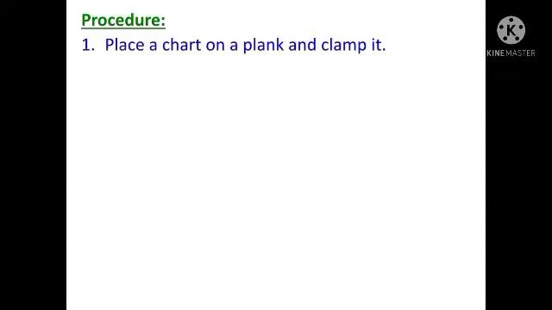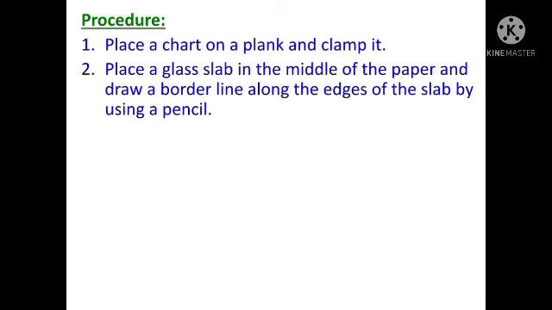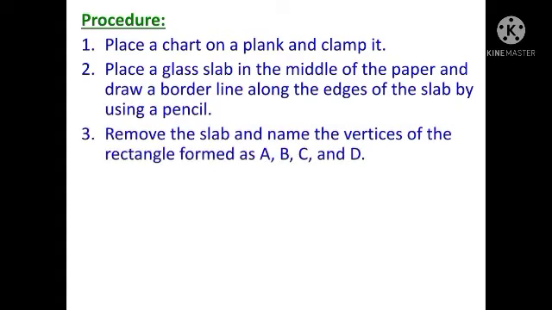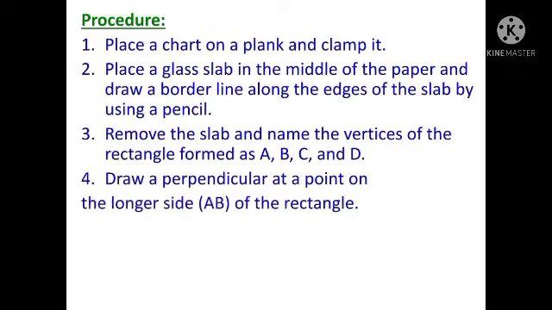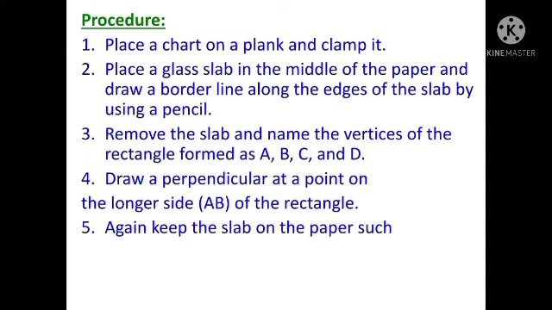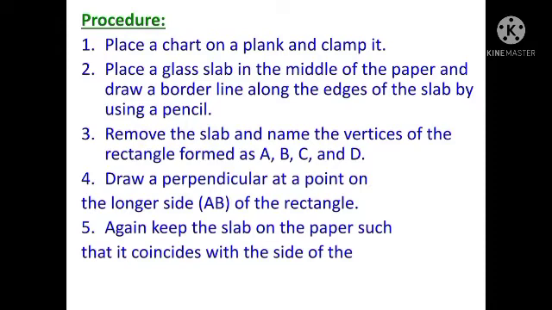Procedure. Place a chart on a plank and clamp it. Place a glass slab in the middle of the paper and draw a border line along the edges of the slab using a pencil. Remove the slab and name the vertices of the rectangle formed as A, B, C and D. Draw a perpendicular at a point on the longer side AB of the rectangle. Again keep the slab on the paper such that it coincides with the rectangle ABCD.